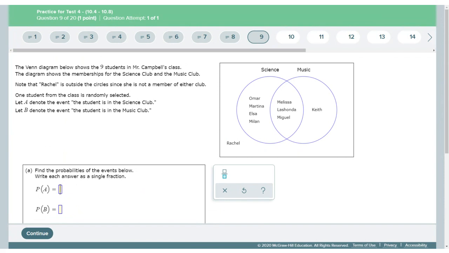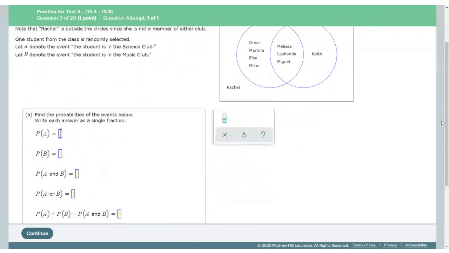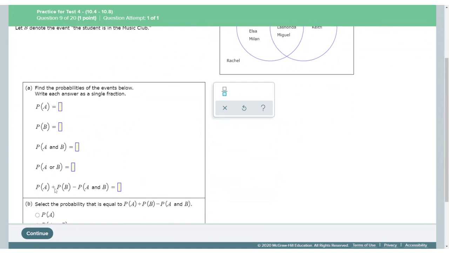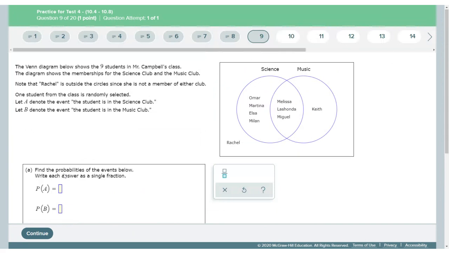All right, so this one's a Venn diagram, and this one relates very closely to chapter 2, when we talked about the number of elements in the union, because if you remember, we used a very similar formula to find the number of elements in the union. We just did it with the counts rather than the probabilities. Well, it works the same way. So let's just go through and look at this.